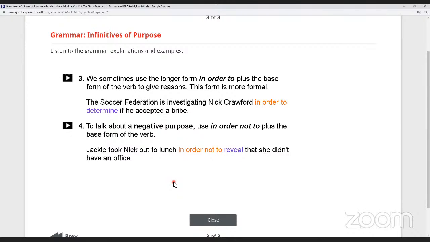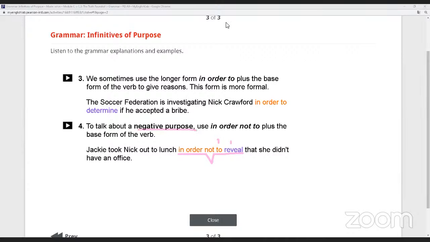Okay, when are we going to use the negative with "in order to"? A negative purpose, right? I don't want this to happen, maybe, or something like that. But it's a negative purpose finally. That's my point. We're going to add the negative between the first part, "in order," and then we continue with the infinitive. The negative always goes in the middle, then I continue with my infinitive and the base form of the verb. Jackie took Nick out to lunch in order not to reveal, right? That's a negative purpose.